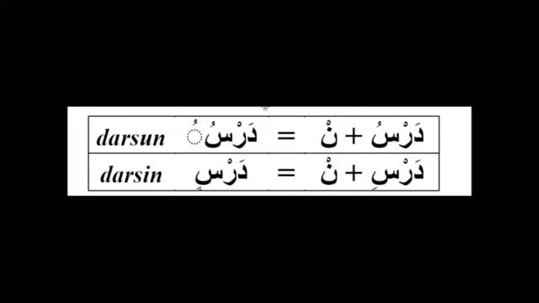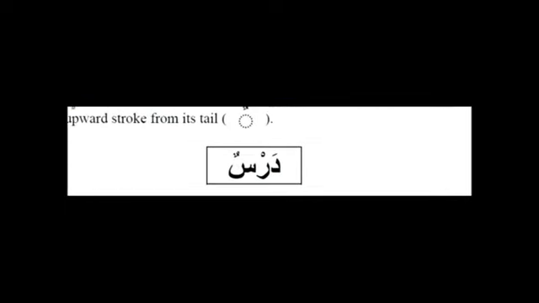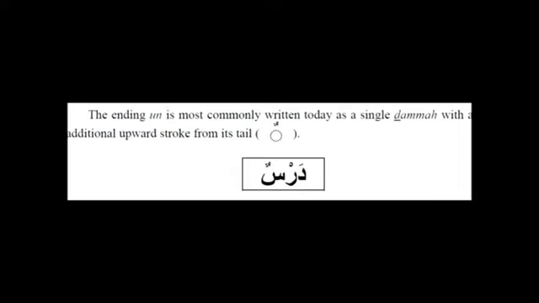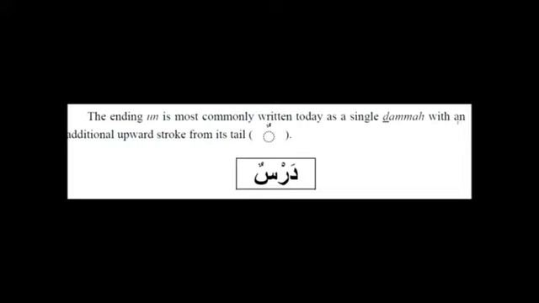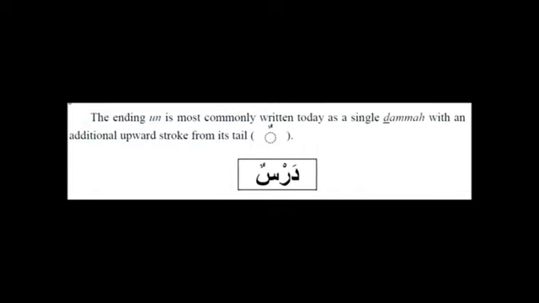The double dhamma today is written like this. The double dhamma, the sound un, is most commonly written as a single dhamma with an additional upward stroke. So like this, as you can see here. Darsun. This shows that there is a dhamma followed by a noon, but we don't write it. So you just put the symbol, darsun, instead of writing the dhamma and the noon for some words.